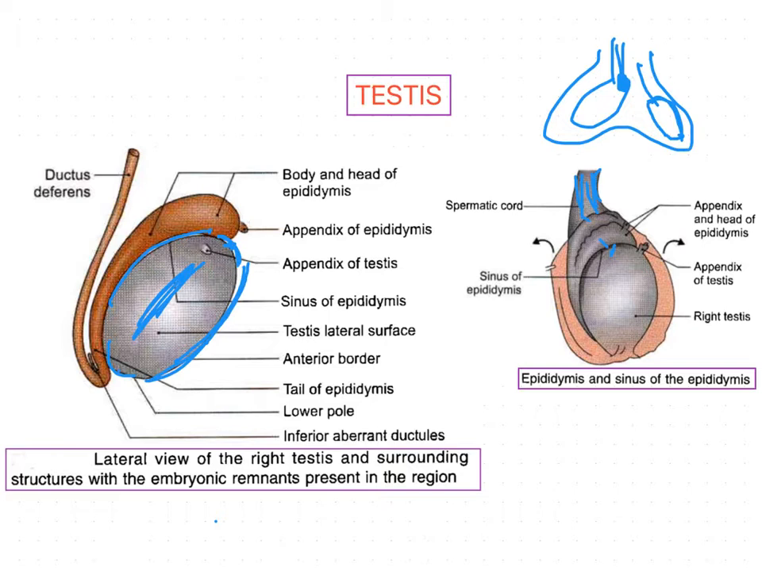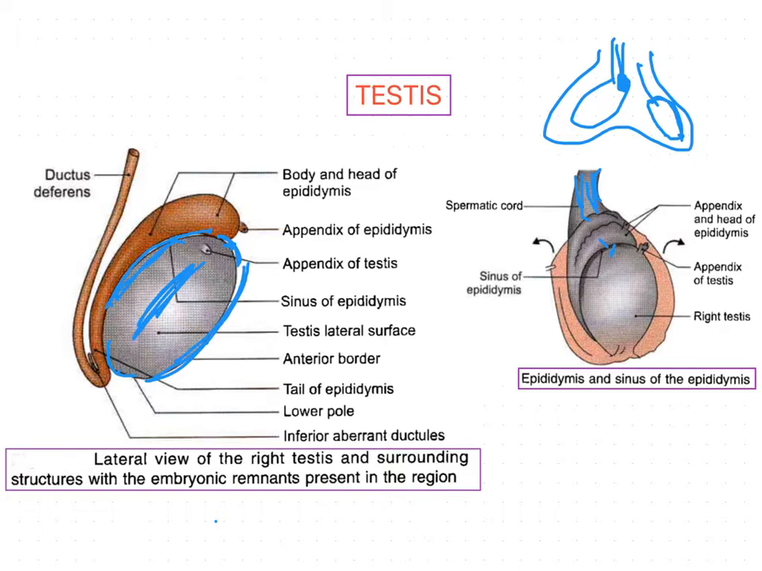The innermost layer which surrounds the anterior border is the tunica vaginalis. Outside this, we can find some other layers, which we will discuss later. The anterior border is convex and smooth and fully covered by the tunica vaginalis, but the posterior border is almost straight and only partially covered by the tunica vaginalis.